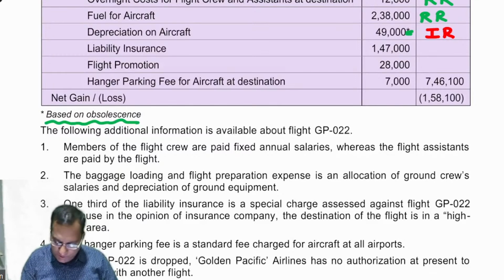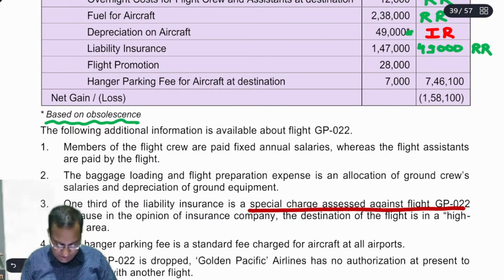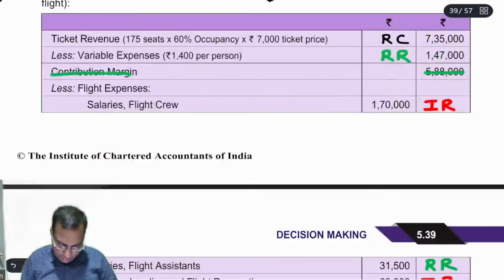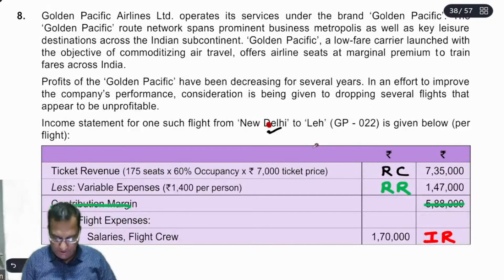Only ₹49,000 is the relevant revenue. 1/3 of the liability insurance. It is clearly given that 1/3 of the liability insurance is a special charge faced against this particular flight. The flight number is GP022, which is taking from New Delhi to Leh.